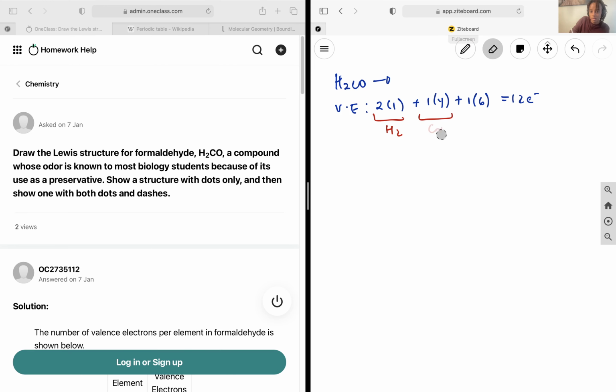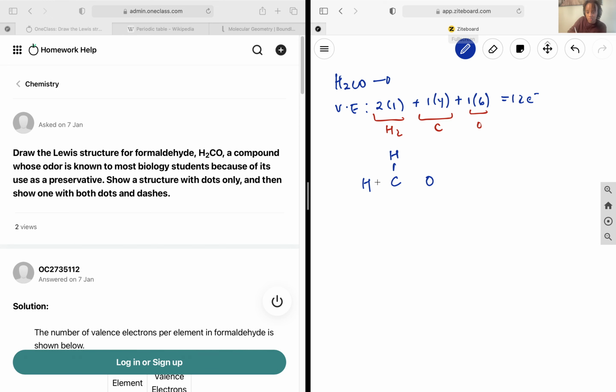H2, C, O. And so now let's go about drawing a skeleton structure. Let's place the hydrogens around the carbon and then the oxygen on its own. Typically we like carbon as the central atom. It can make the most bonds. So in this scenario, it is our central atom.